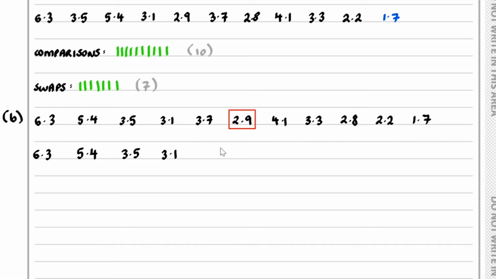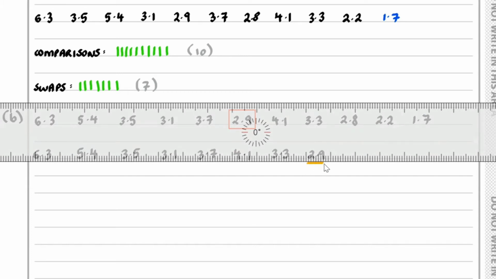We compare the 3.7 with the 2.9. 3.7 is larger. We compare the 4.1 with the 2.9. 4.1 is larger, so it goes here. 3.3 with 2.9. 3.3 is larger. 2.9 with 2.8. Well, 2.8 is smaller, so that means we write down the 2.9 here. We then need to underline it, indicating we've used it as a pivot.